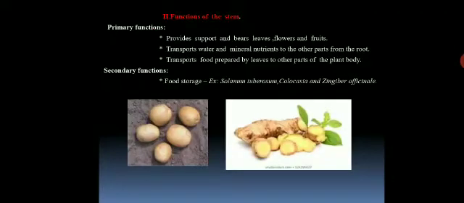Next one is called functions of stem. There are two main functions, that is called primary function as well as secondary function.